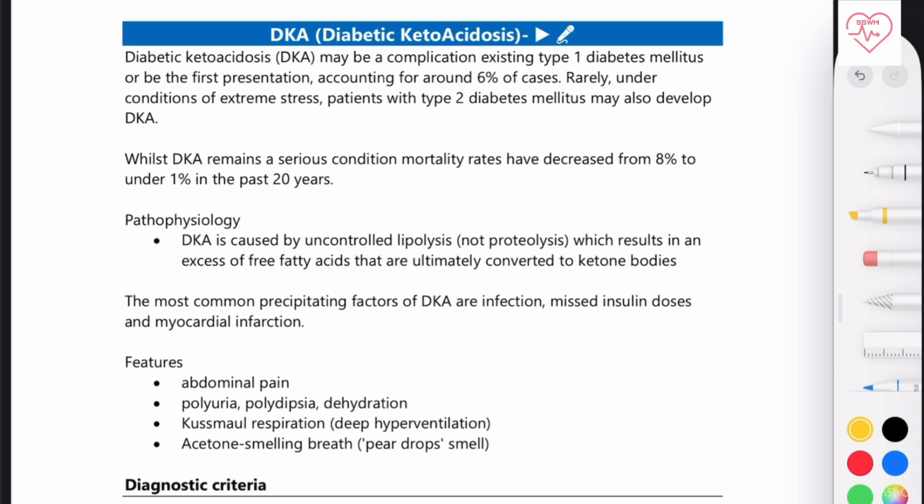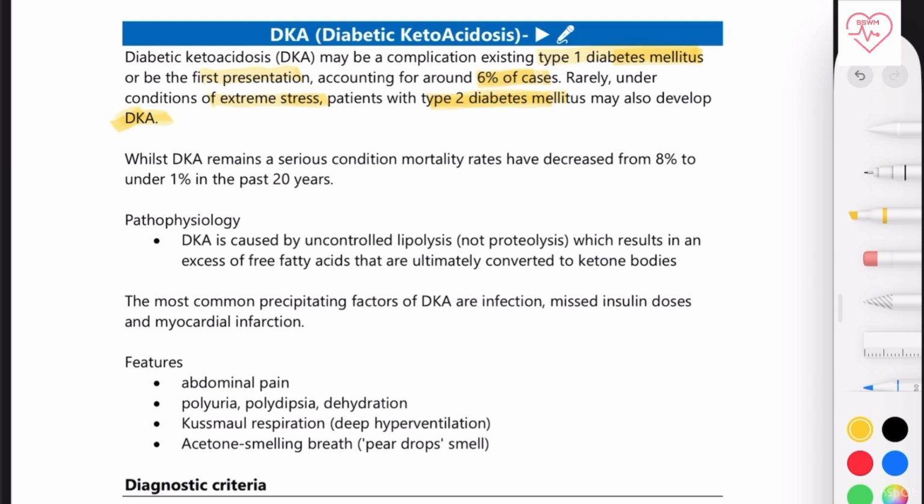So first I will tell you what is diabetic ketoacidosis. Diabetic ketoacidosis may be a complication of existing type 1 diabetes mellitus or the first presentation, accounting for around 6% of cases, rarely under conditions of extreme stress. Patients with type 2 diabetes mellitus may also develop diabetic ketoacidosis, right? What I really want to tell you is that this is a complication of type 1 diabetes mellitus, and that can happen if there is extreme stress. Also, a patient with type 2 diabetes mellitus can develop diabetic ketoacidosis, but mostly this is a condition of type 1 diabetes mellitus, right?